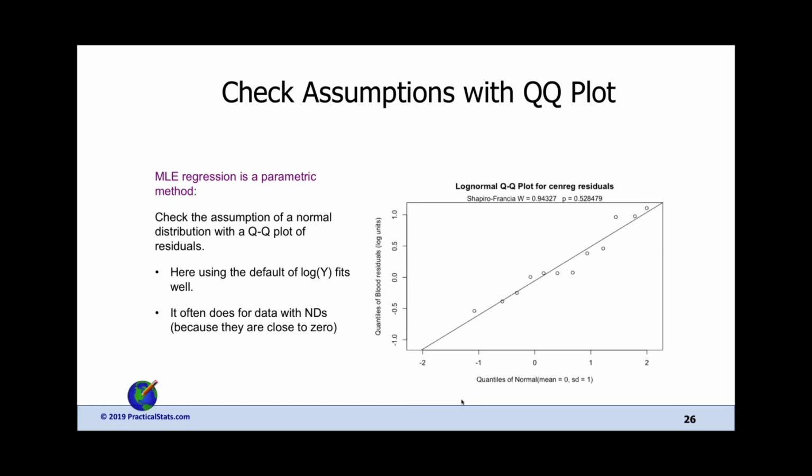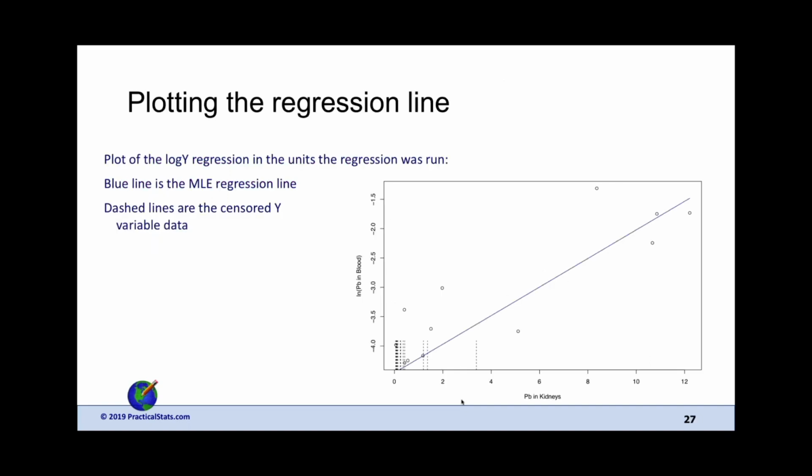You can check the assumptions with these QQ plots on the residuals. Again, they're appropriately adjusted for the non-detects. You can plot the results. So this is the plot of the predicted straight line with that intercept and slope on the cenxy plot. Seems like that's a reasonable fit as far as the log of blood versus lead in kidneys.